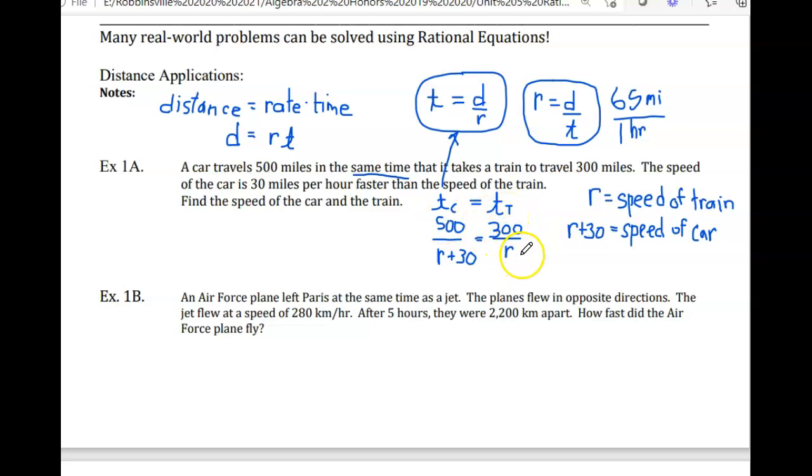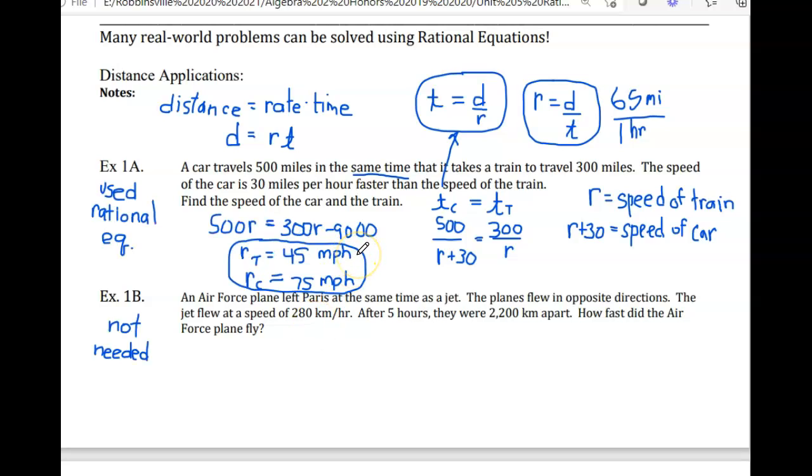And now we're going to assign the speed of the train as R and the speed of the car as R plus 30. So pause the video, go ahead and solve for R, the speed of the train, and then you'll just add 30 to get the speed of the car. All right, so if you didn't get the train speed is 45 miles per hour and the car speed is 75 miles per hour, here's the work above when you cross multiply.